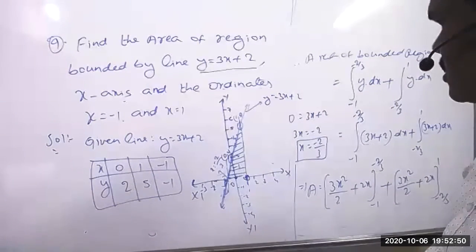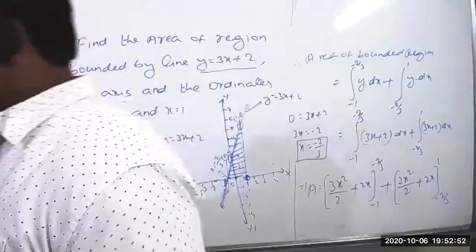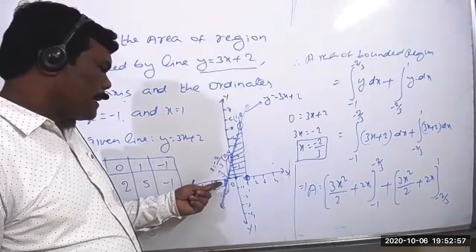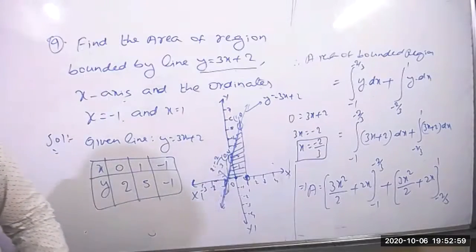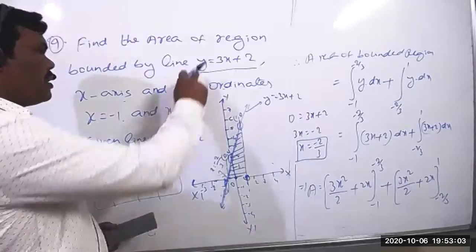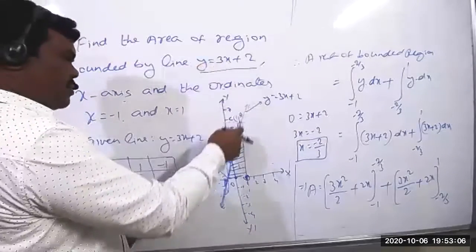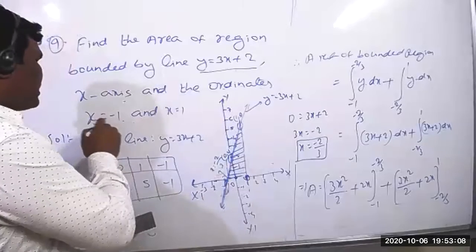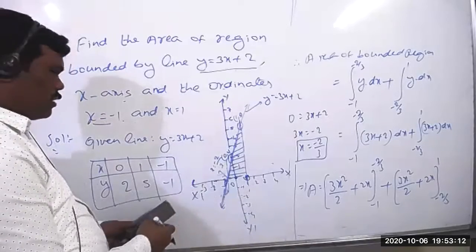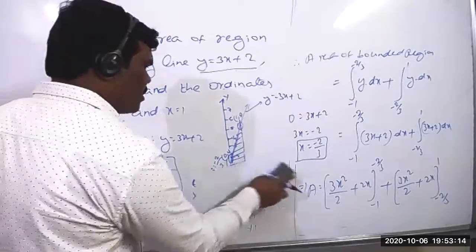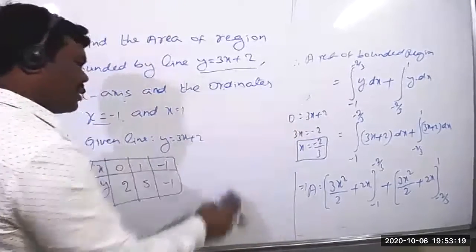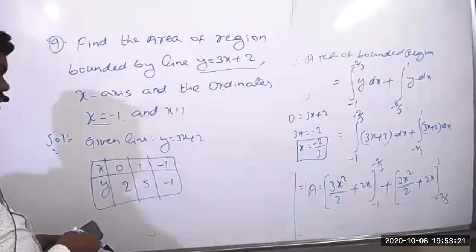Sir, I didn't understand why we are taking -1 to -2 by 3. It's excluded, right? One minute, I will draw it here. We need to find the area bounded by the line y equals 3x plus 2 and x equals -1. Clearly, at x equals -1 we are getting the region outside the x-axis, and x equals 1 also outside. So why do we need to consider that? I'll draw one big graph here now.